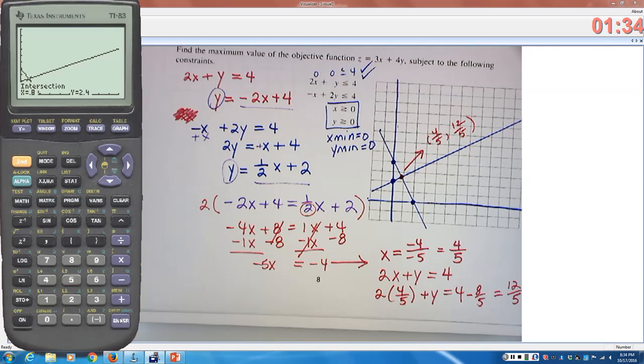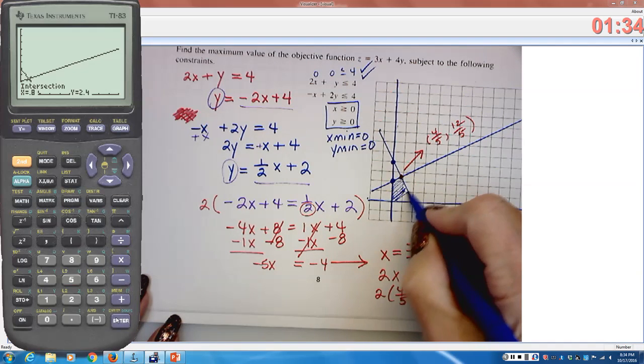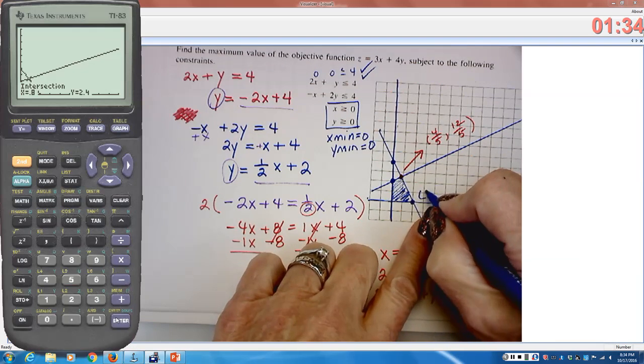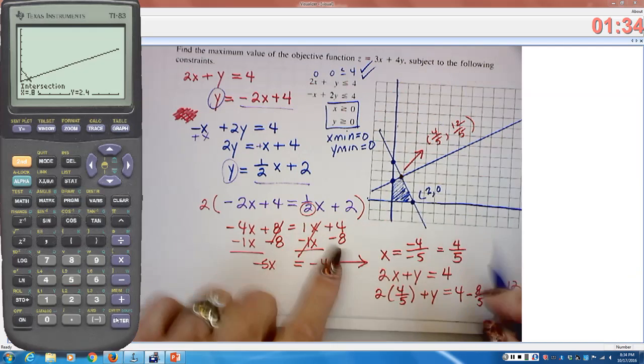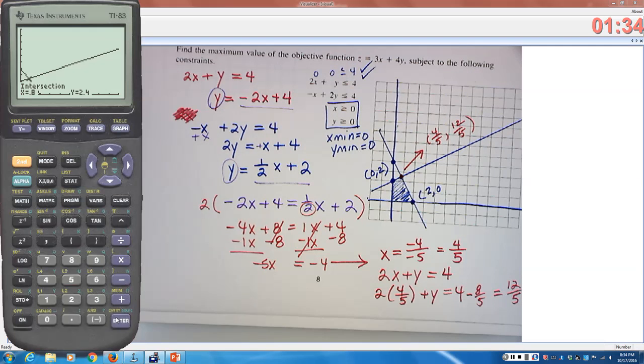Okay? Now, the reason that's important is because our feasible region is, I now have all the corner points for it. Here's my feasible region. This is the point, I think, 2, 0, and this is the point 0, 2. If I want to know for sure, then I can find them on the calc menu. So there's one of them.